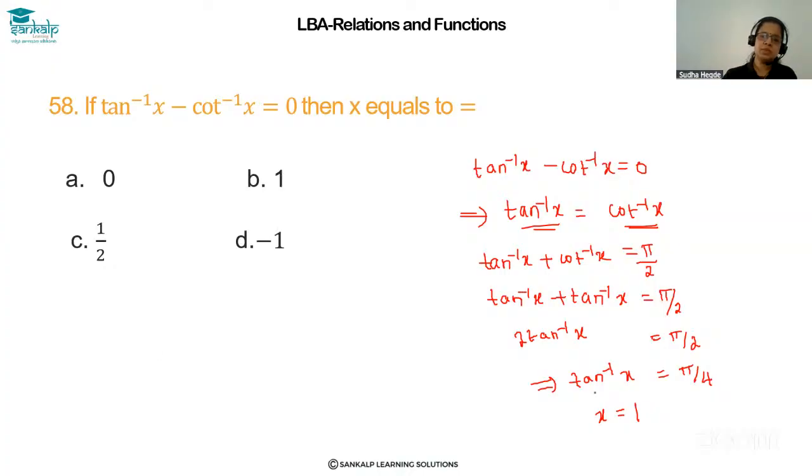So check the options. Option A 0, option B 1, option C 1 by 2, option D minus 1. Therefore, option B, 1, is the correct answer. Got it right? Very simple question. Only thing you need to know is tan inverse x plus cot inverse x is equal to pi by 2. That is the major thing here. Got it right? Thank you.